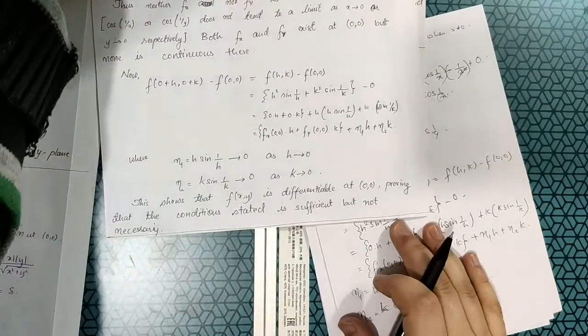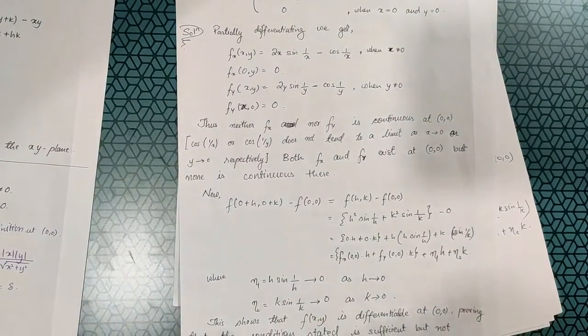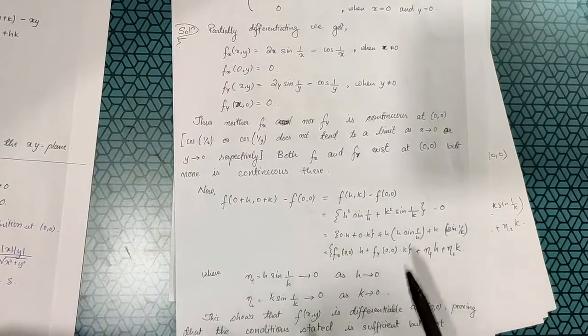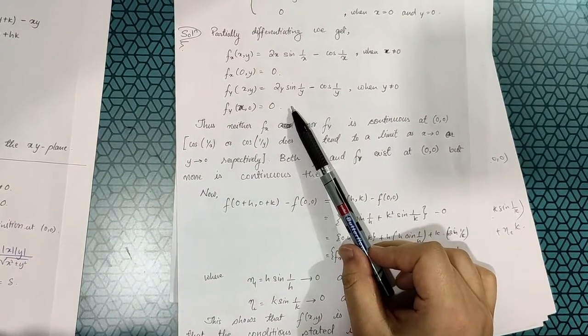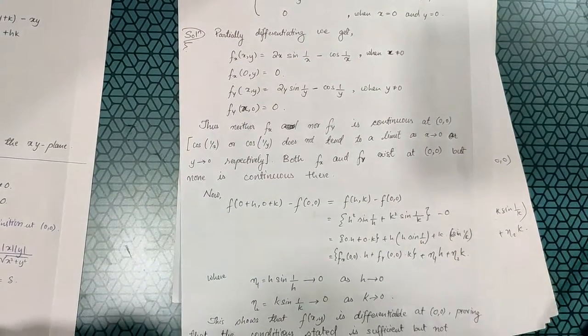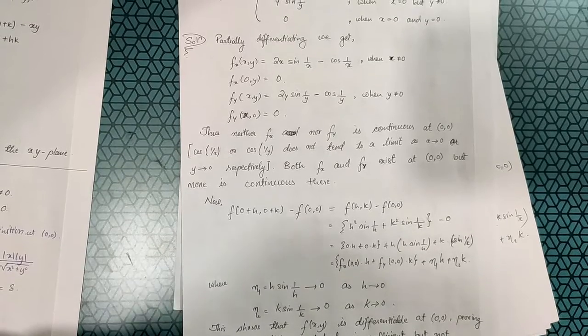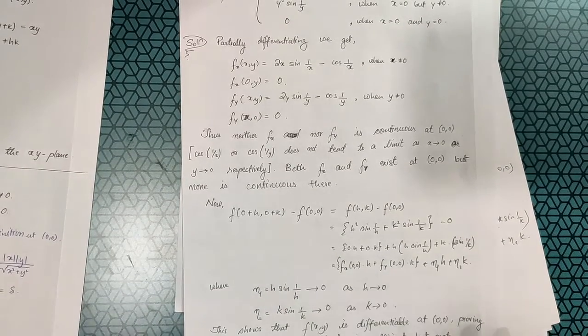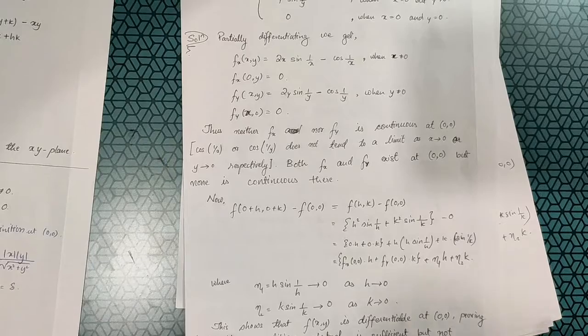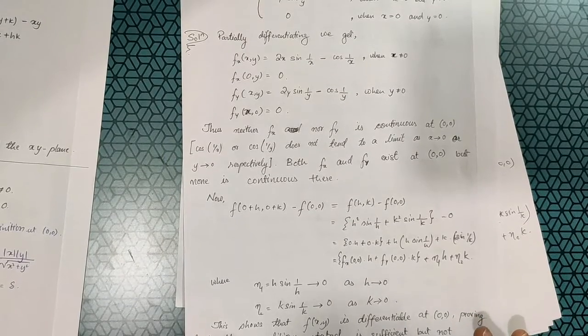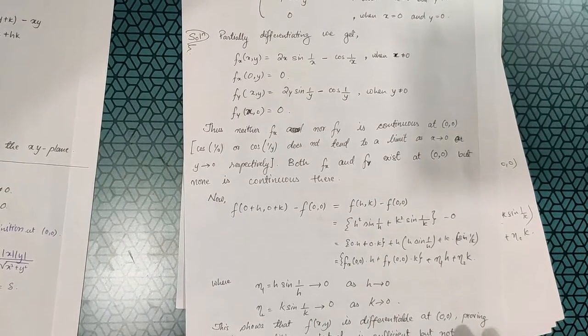So this shows that f is differentiable at the point (0, 0), but none of the partial derivatives were continuous at the point (0, 0), hence showing that the theorem which we had stated was sufficient but not necessary.